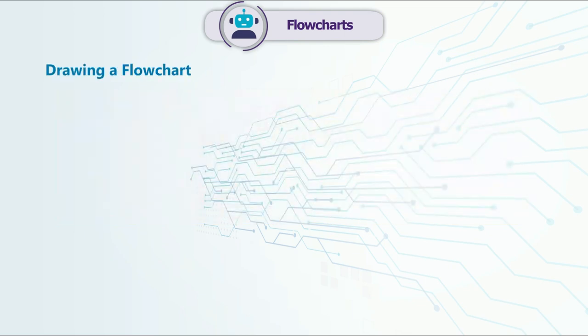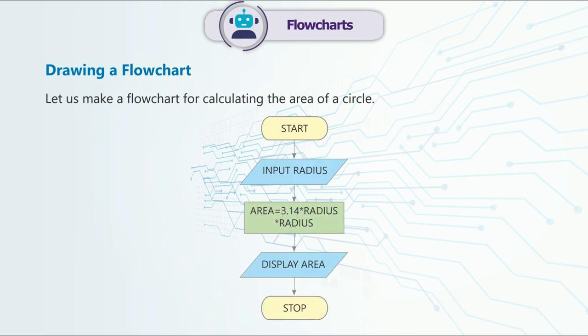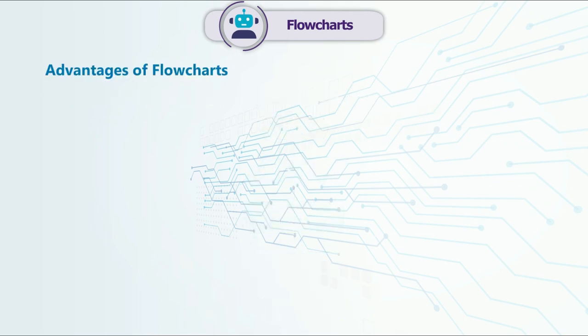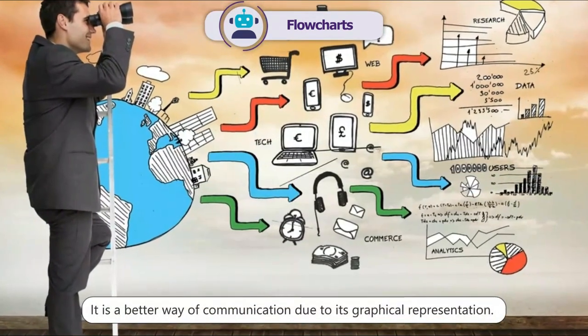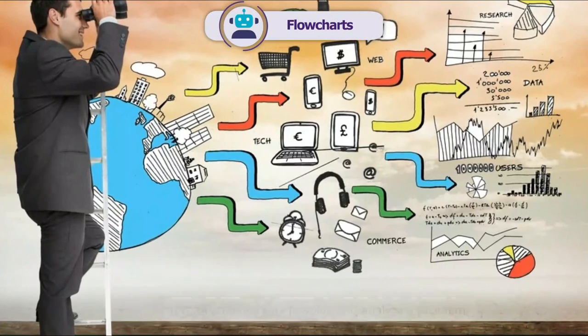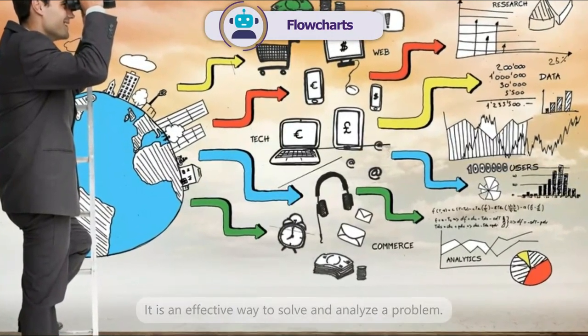Drawing a flowchart. Let us make a flowchart for calculating the area of a circle. Advantages of flowcharts. Advantages of a flowchart are as follows. It is a better way of communication due to its graphical representation. It is an effective way to solve and analyze a problem.